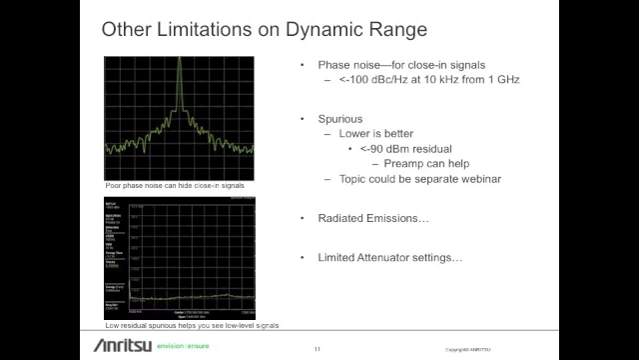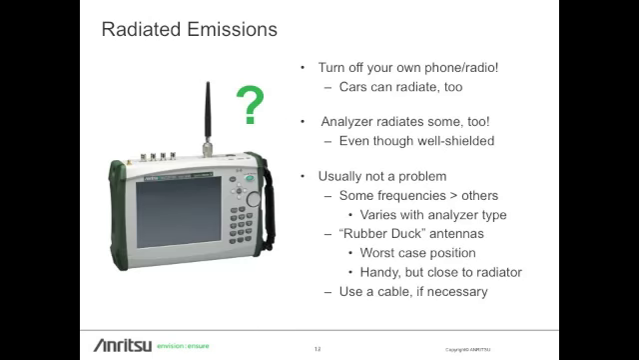Just briefly, some other limitations on dynamic range: phase noise for close-in signals, spurious signals in the analyzer, and then radiated emissions in the attenuator settings. Radiated emissions, we talked about this in spectrum monitoring about a month ago in another webinar. One of the things to be aware of is that spectrum analyzers have digital hardware in them too. They have clocks, and so they actually radiate at some frequencies.